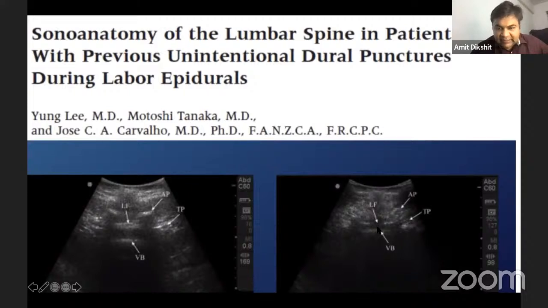So you can see on the right side the black hypoechoic area, and you are not able to see this white line of the posterior complex. So the conclusion is, if we do a pre-procedural scan and we see that the ligamentum flavum is absent, then we are aware that these are patients who are at very high risk for unintentional dural puncture.